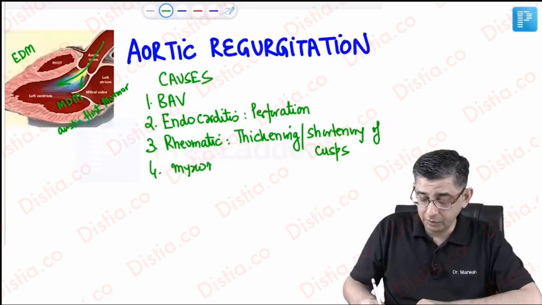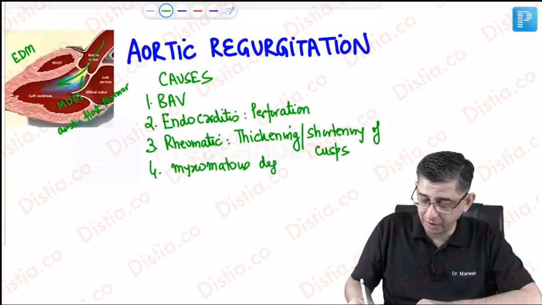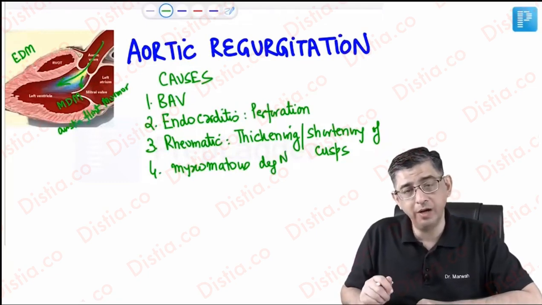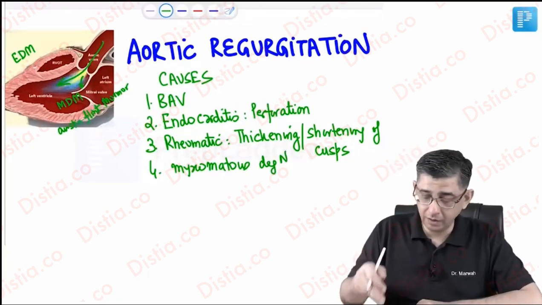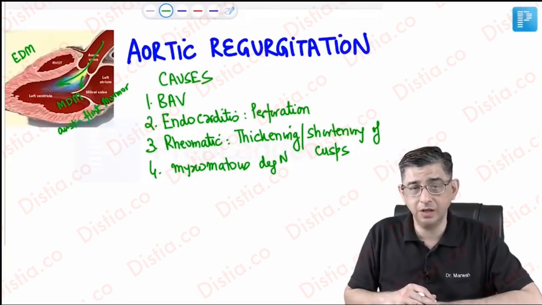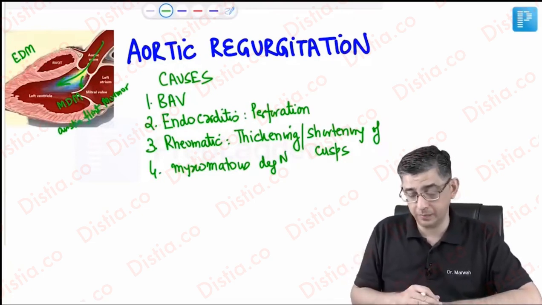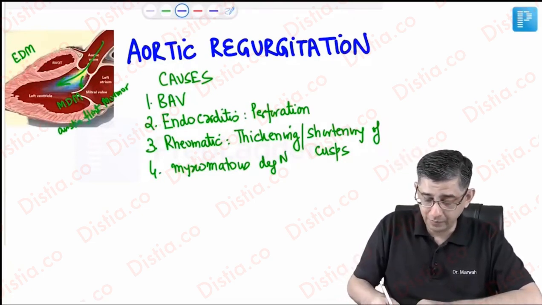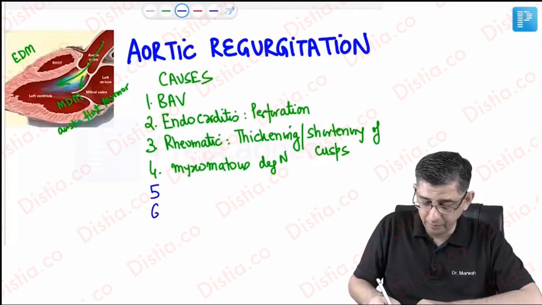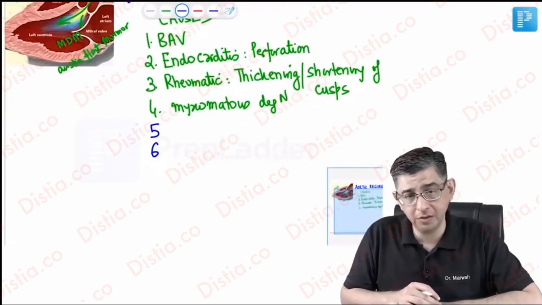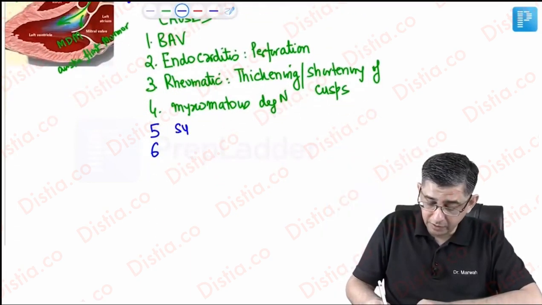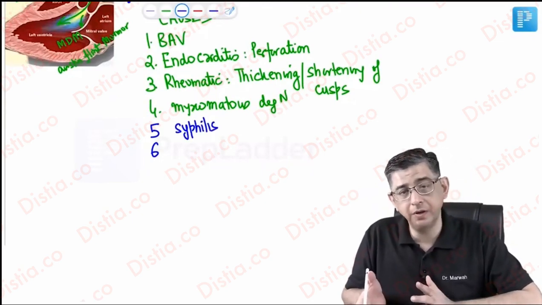The last time I used this terminology, myxomatous degeneration of the valve, was for mitral valve prolapse. So just like MVP can occur due to myxomatous degeneration, even aortic regurgitation can occur. From the exam perspective, point number 5 and point number 6 are of paramount importance. I agree that syphilis has now become rare. Cardiovascular syphilis will also be rare.